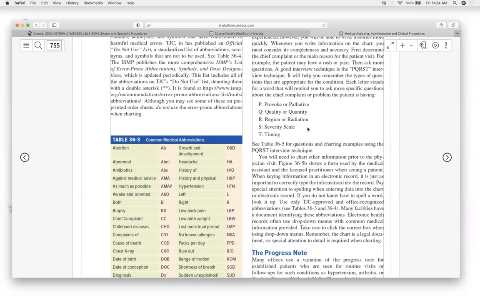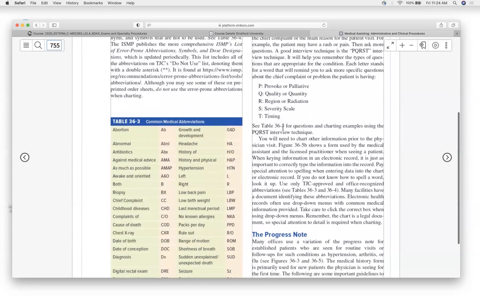Region or radiation? Can you point to me where exactly it is? And that pain, does it stay there or does it move around? And can you also point to me where it moves around? Severity scale. On a scale from 1 to 10, 10 being the most horrific pain in your life, 1 being annoying, what is it? And your new patient will tell you.